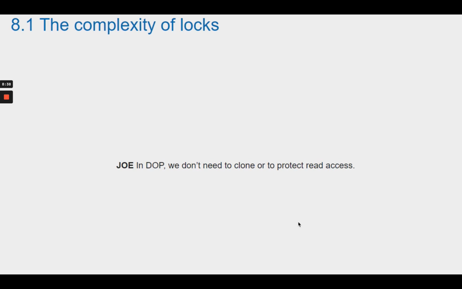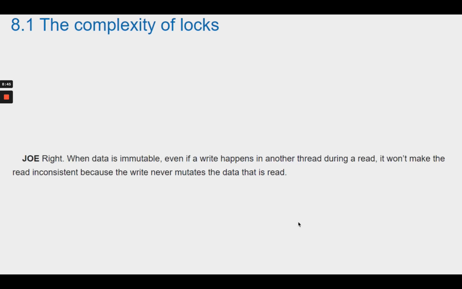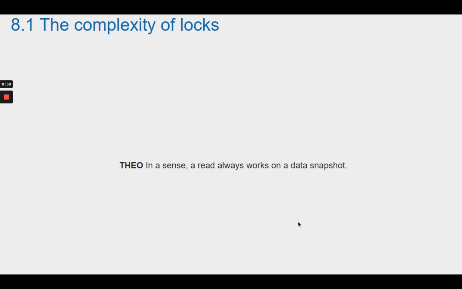Joe: In DOP, we don't need to clone or to protect read access. Theo: Because data is immutable? Joe: Right. When data is immutable, even if a write happens in another thread during a read, it won't make the read inconsistent, because the write never mutates the data that is read. Theo: In a sense, a read always works on a data snapshot. Joe: Exactly. Tip: when data is immutable, a read is always safe.